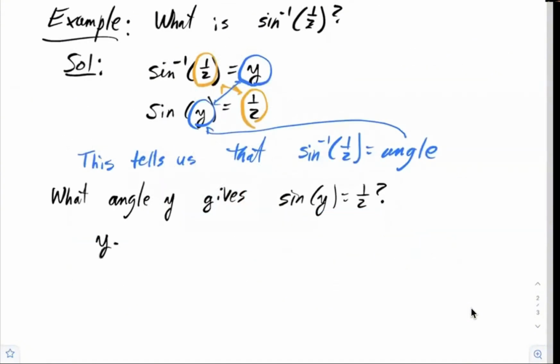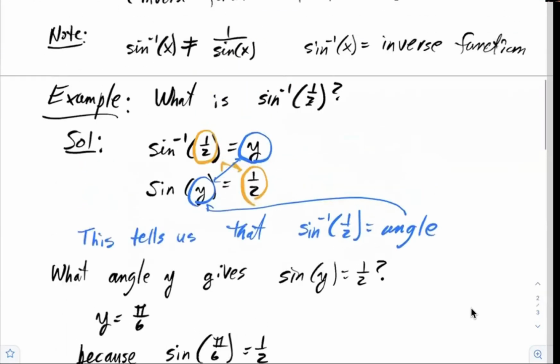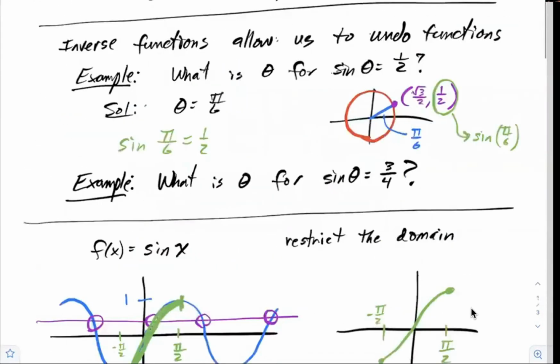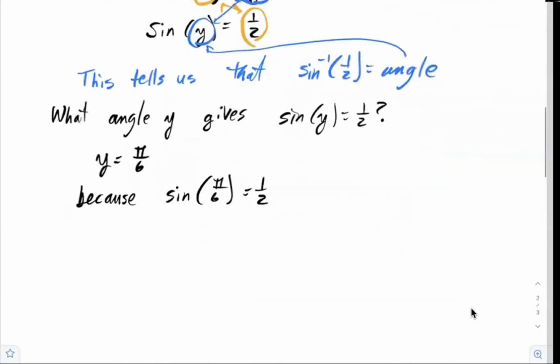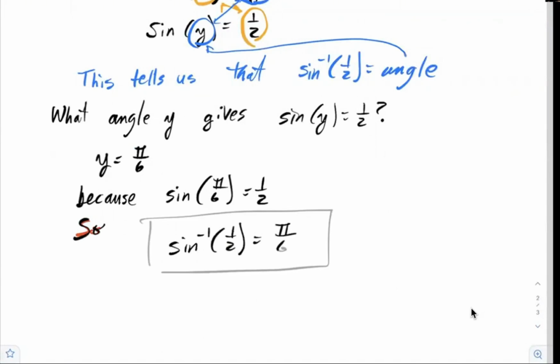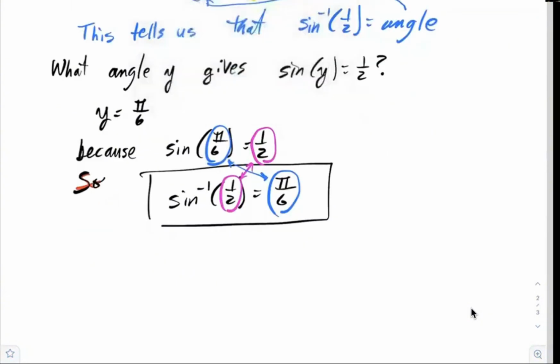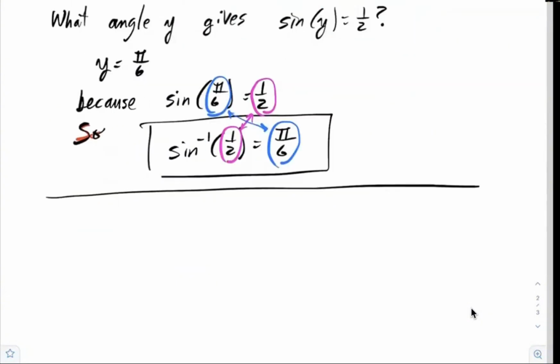Well, the answer to that is y equals pi/6, because the sine of pi/6 equals a half, which we talked about earlier up here. And that was something we memorized in the chart when we talked about trig functions. That means the inverse sine of a half equals pi/6. Again, you have a half here, a half here, and pi/6 there, pi/6 there. So that was the inverse sine function, or the arc sine function.